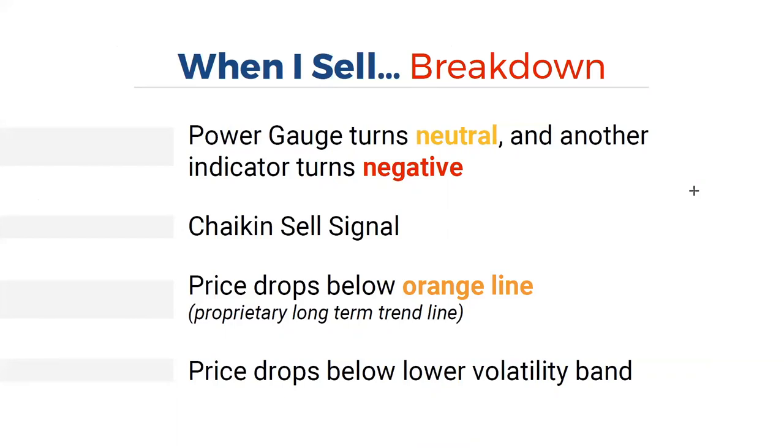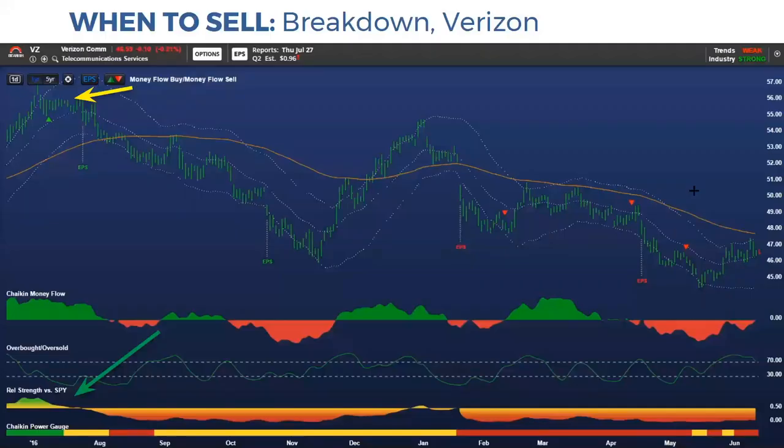Sure. So when to sell on a breakdown, we look for changes in the characteristics of the things that we look for to get in. So we have a Power Gauge that was bullish and then it goes neutral or turns negative. Or you get a Chaikin sell signal. Just like we have the buy signals, we have sell signals. We have the long-term trend line, the orange line, which is our proprietary long-term trend line. If we go below that, that's a good signal to get out, look out below. And if price drops below the lower volatility band and closes below there, that's not a good sign either. These are things to look for when you have a long position and things start to change. You want to know when to get out. You don't want to ride it all the way down.